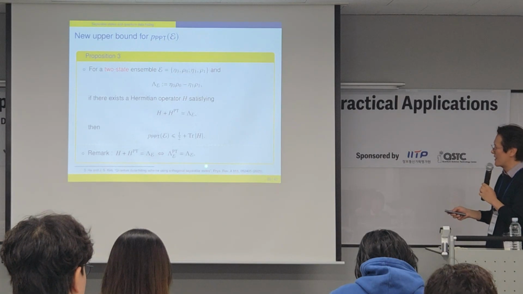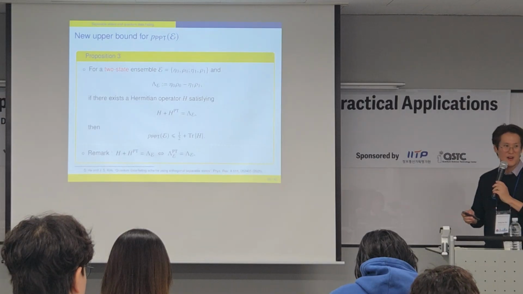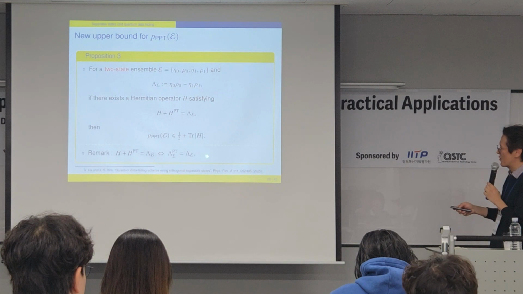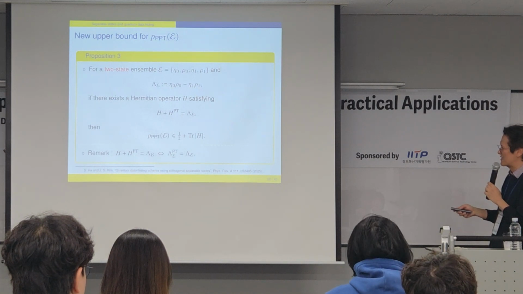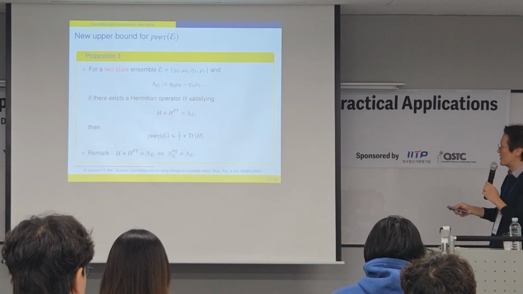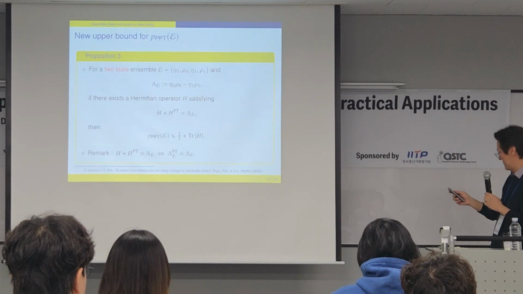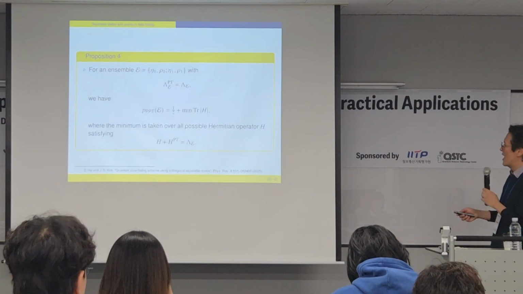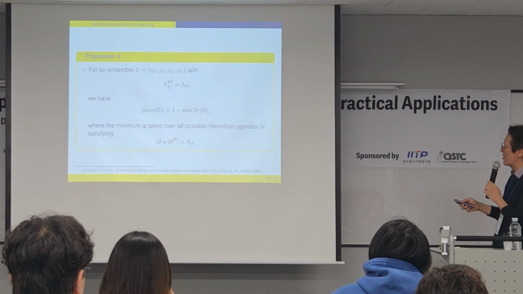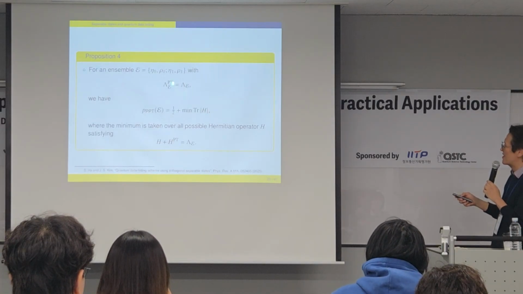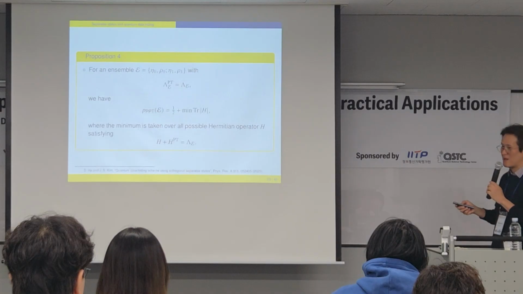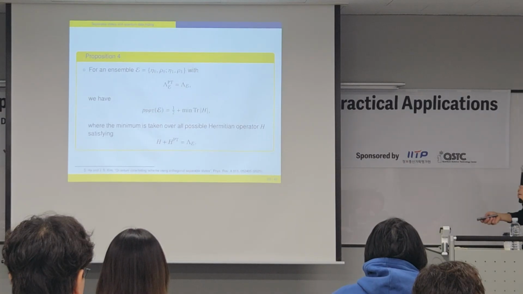However, we also note that this kind of H is not unique in general. If this one is false, then there can be several H's satisfying this decomposition. And for each H, we can obtain an upper bound of this PPT. And moreover, if we think about the minimum over all possible such H that can decompose this lambda epsilon, then the minimum will give the exact value of PPT. Again, this is another optimization problem, but this PPT can be rephrased in terms of the trace norm of H that can decompose this lambda epsilon.